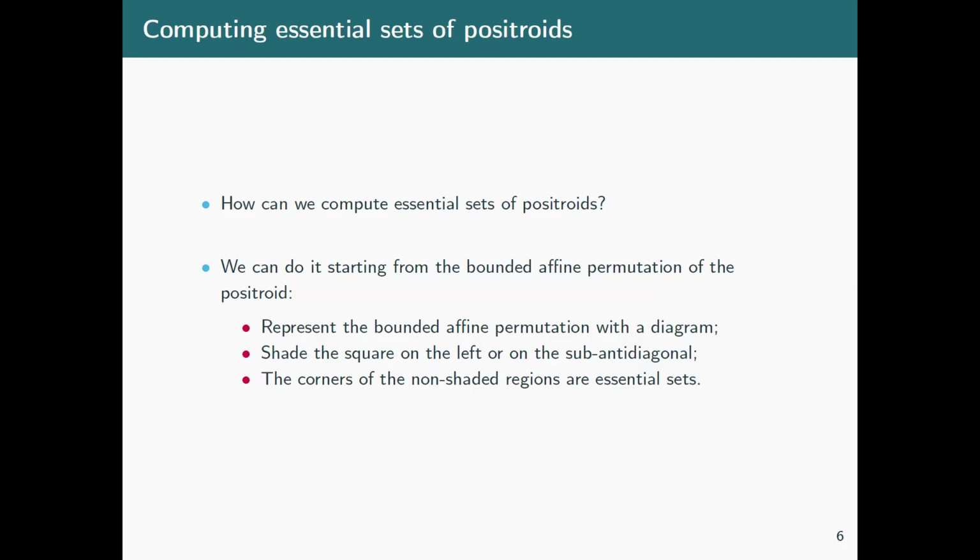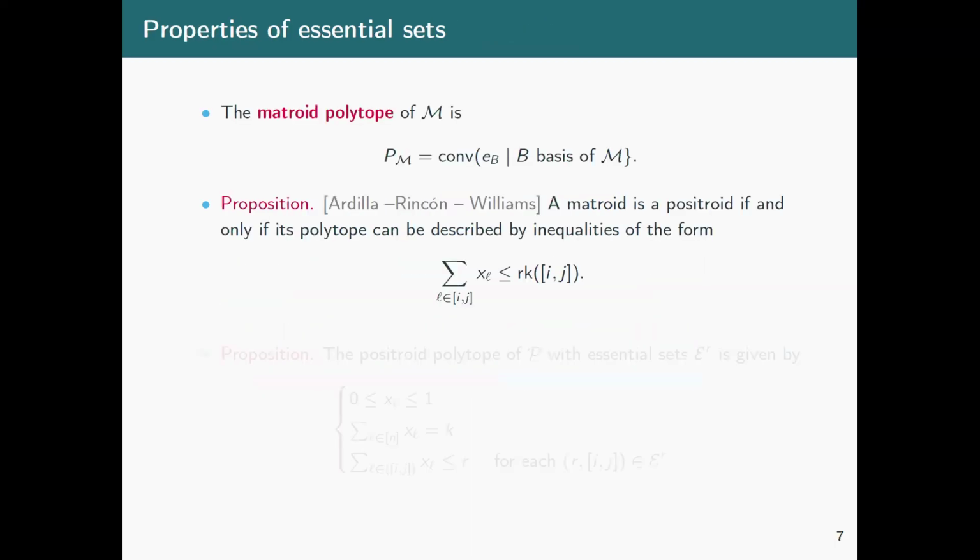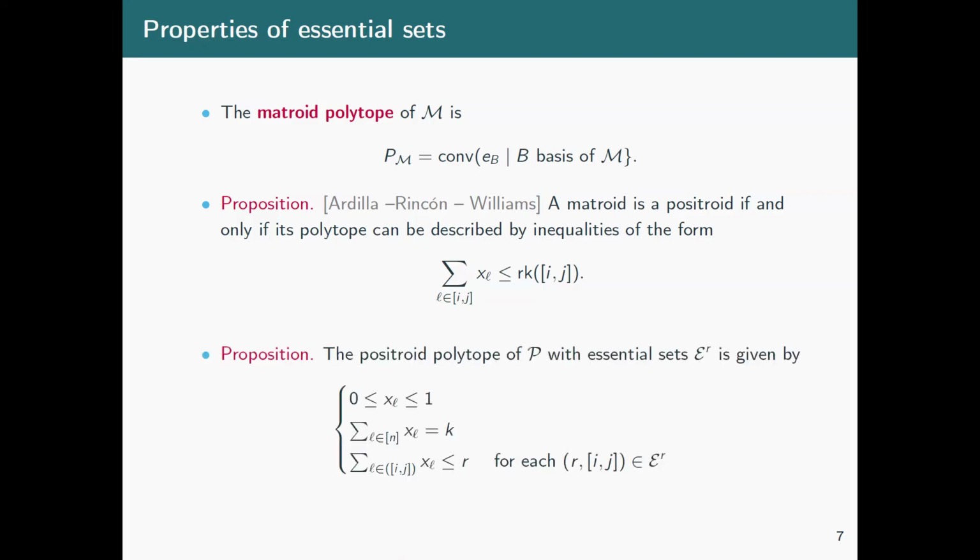What can I actually do with this essential set? For example, I can describe a matroid polytope. We have seen the matroid polytope already in a couple of talks. We know it's the convex hull of the indicator vectors of the bases of a matroid. If it's a positroid, it's very nice. It's defined by inequalities on cyclic intervals, again reinforcing the fact that we only need to know rank conditions on cyclic intervals for positroids. So now the positroid polytope is going to be defined by only the rank conditions on cyclic intervals defined by these essential sets.